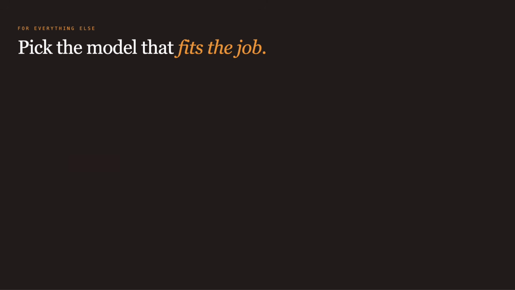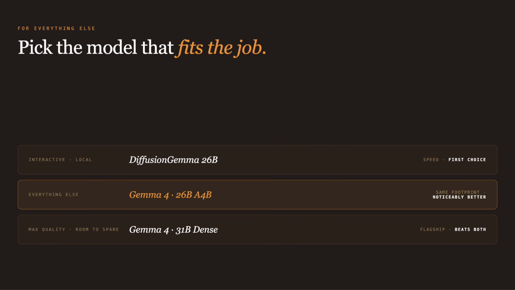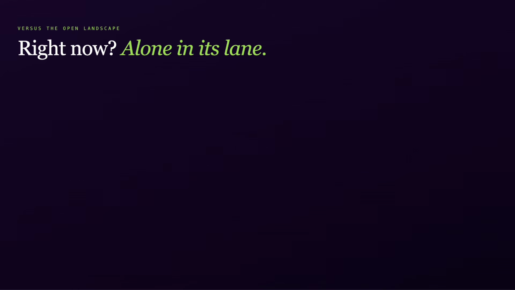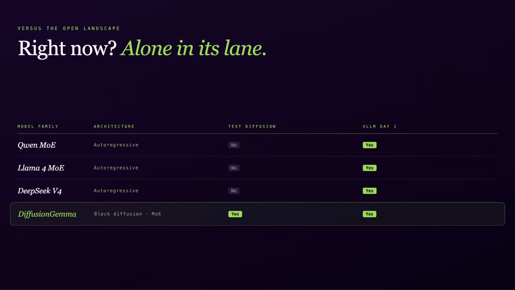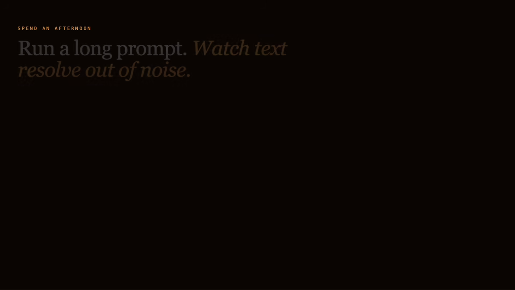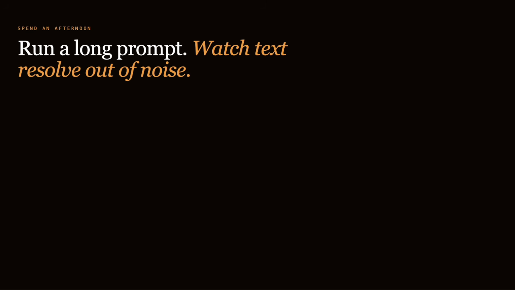For everything else, regular Gemma 4 26B gives you noticeably better answers at the same memory footprint, and the 31B dense beats both if you have the room. Compared to other open weights models in this class, like Qwen or Llama mixture of experts variants, nothing else mainstream is shipping text diffusion at this scale with day one vLLM support. So for now, it's kind of alone in its lane. That alone makes it worth an afternoon of your time.